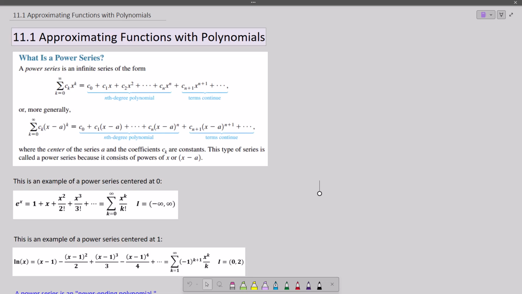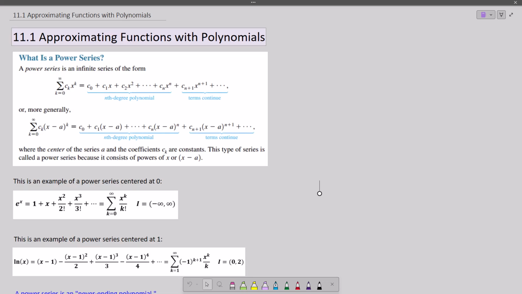If there's nothing added or subtracted to the x, it's centered at the origin. If something is added or subtracted, whatever comes after the minus sign is considered the center. So if it was x plus 3, the center would be negative 3. Just like when you graph y equals x plus 3 quantity squared, it shifts it to the left 3 units. So the center is considered negative 3. So this is what we mean by power series.